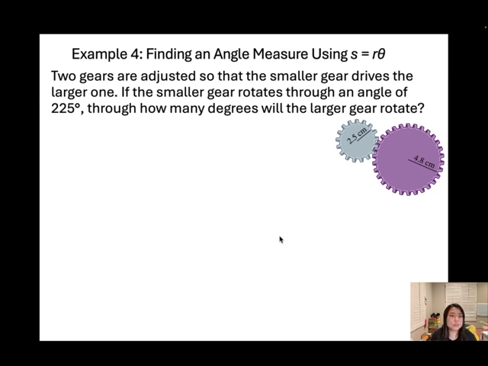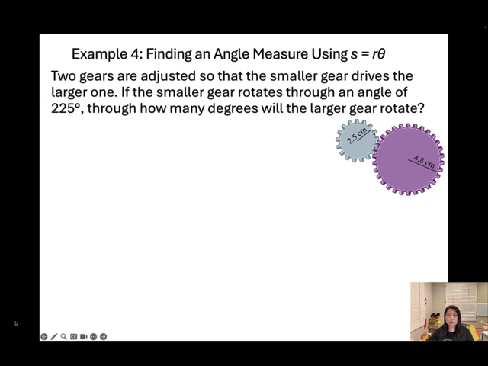Okay, example 4. Two gears are adjusted so that the smaller gear drives the large one. If the smaller gear rotates through an angle of 225 degrees, through how many degrees will the larger gear rotate? So I do have two gears. The small one, the radius will be 2.5 centimeters. And then the large one, that will be 4.8 centimeters. So I know that the smaller one is going to rotate 225 degrees.